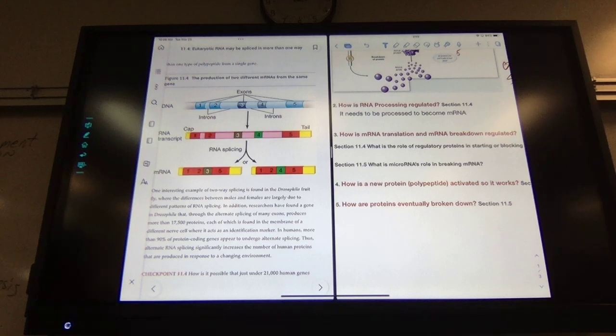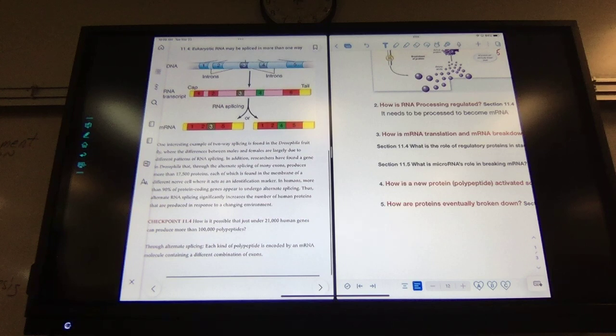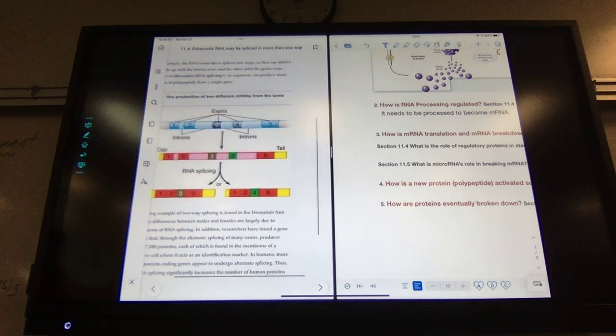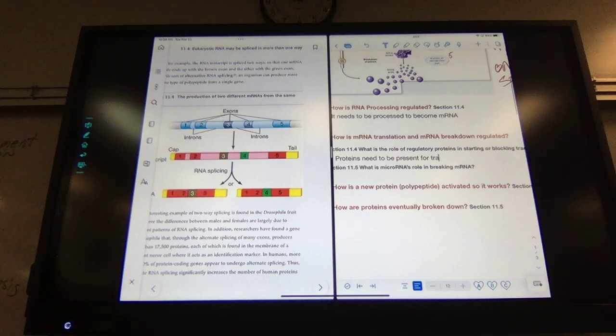Yeah, it's hard for me to make text boxes here. Start typing. Good. Yeah.